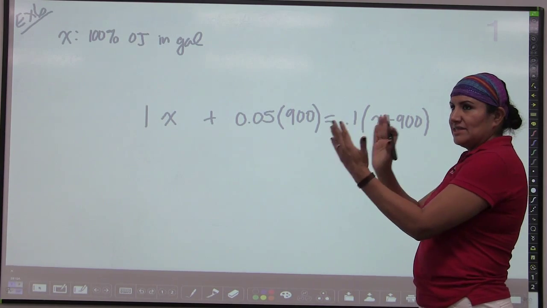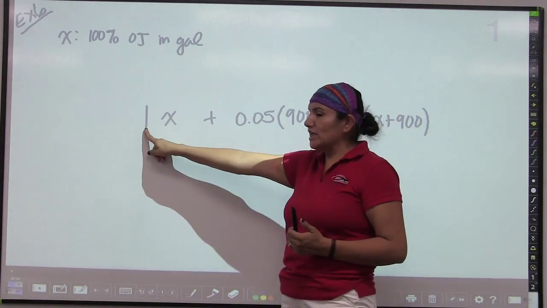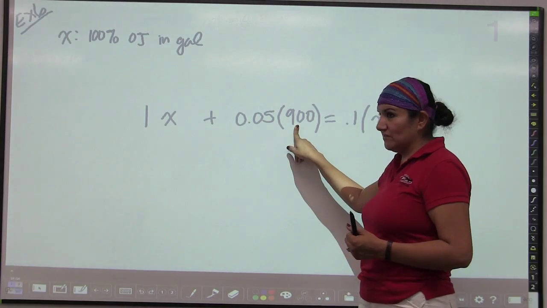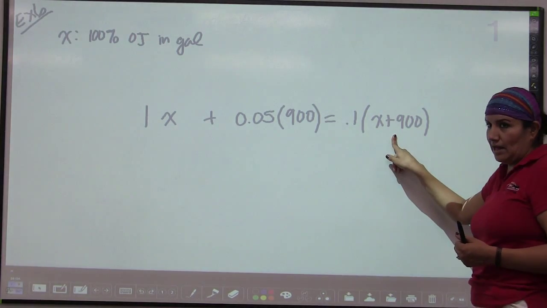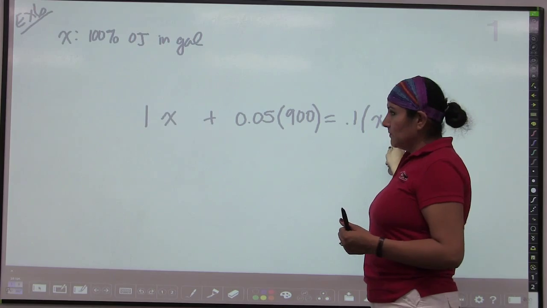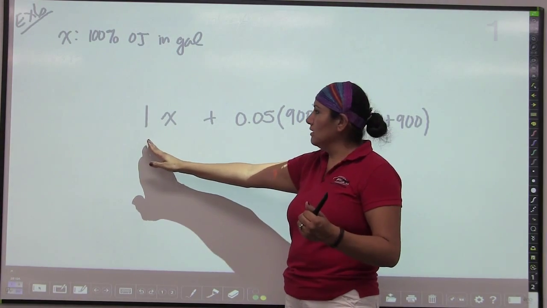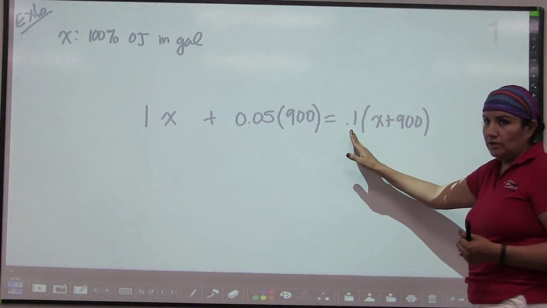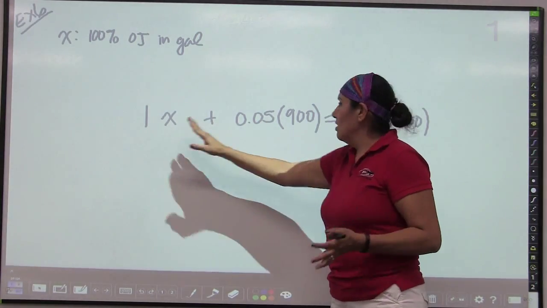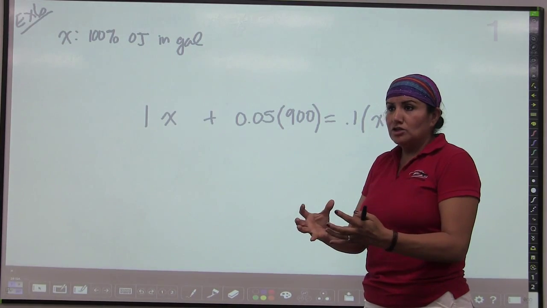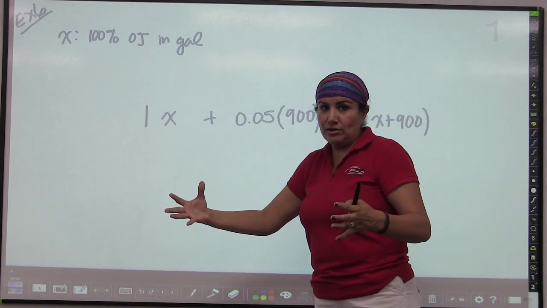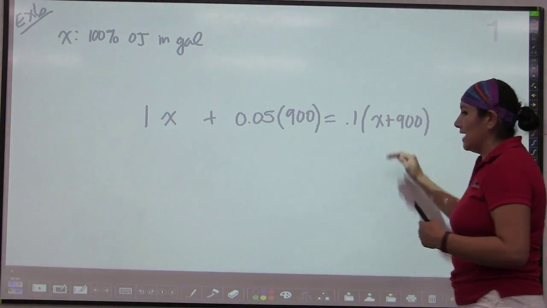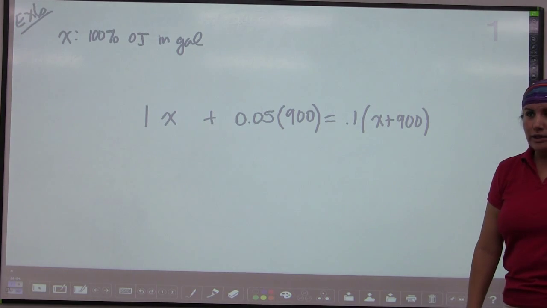Notice that I have the same setup each time. I have the concentration times the amount of gallons. Concentration, amount of gallons, concentration, amount of gallons. Right? So concentration 100%, that's a 1. Concentration 5%, 0.05. Concentration 10%, 0.1. Here we have amount is x, we don't know. Amount is 900, we're adding it together, so we expect that at the end we're going to have more than 900 gallons, right? We're going to have 900 gallons plus whatever we added. So 900 plus x.